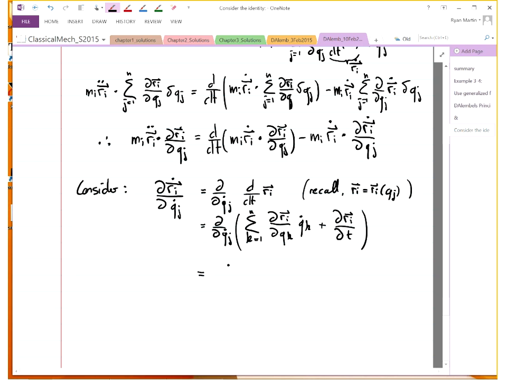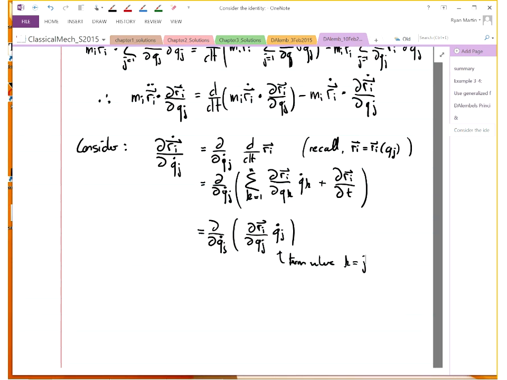So that is going to be ∂/∂q̇_j, and the only term in the sum that's going to matter is the ∂r_i/∂q̇_j term, where k equals j. And so that's an easy derivative to take, right? ∂/∂q̇_j of something times q̇_j is equal to something.